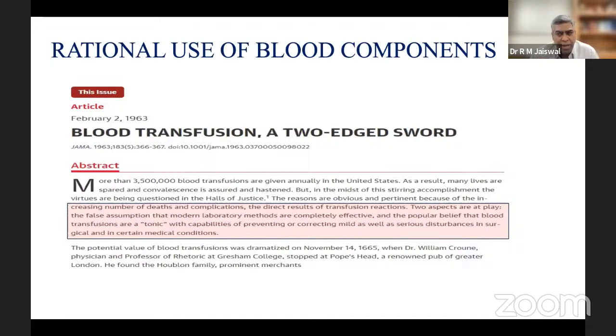We observe that even after many surgeries, clinicians ask for FFP despite normal coagulation factors and normal PT-INR. They use these products just for the sake of it, as mentioned in this very reputed journal: transfusions are a tonic with capabilities of correcting mild as well as serious disturbances in surgical and in certain medical conditions.